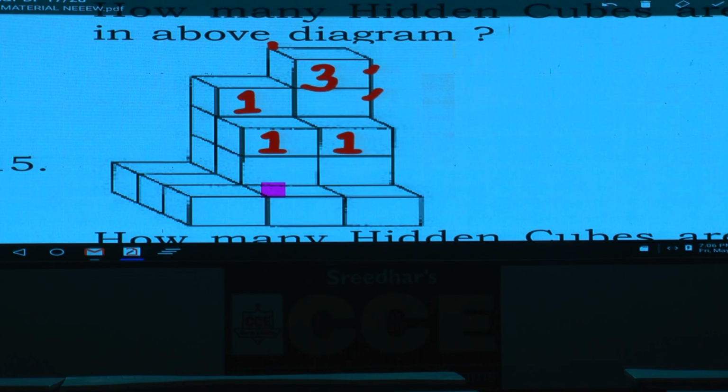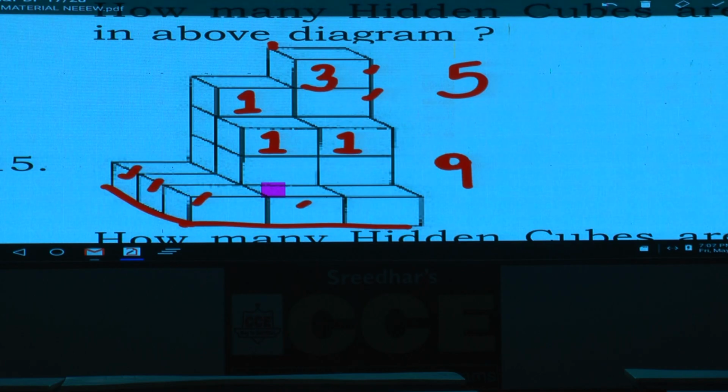As of now, how many are invisible? 5 are hidden cubes. Then coming to the bottom, now the base is how much? 3 into 3. Now 3 into 3 is 9. 9 at the bottom.